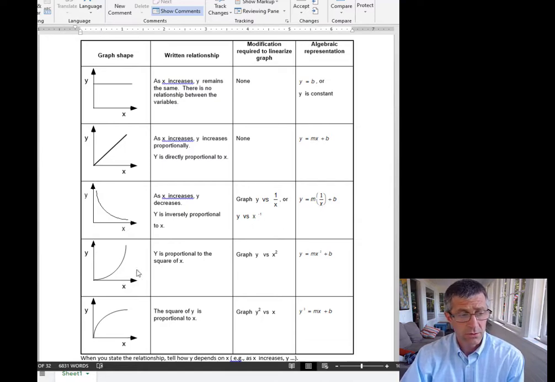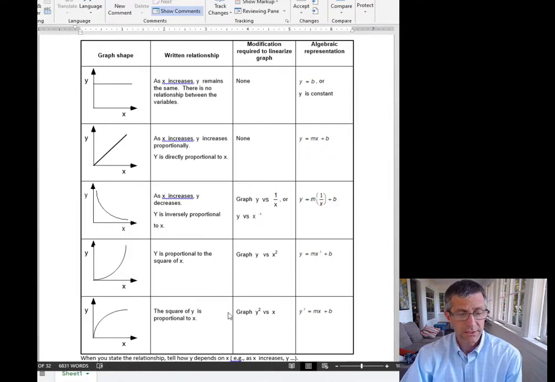Same idea if a graph looks like this one: I'm going to say, let me recalculate. Instead of x, I'm going to plot x squared. So I'm going to take all my x values, square them, and make a graph of my original y against my new value of x squared, and when I do that, I should get a straight line. And when I get a straight line, then I can use y equals mx plus b, but be careful, it's no longer x that we plotted, it's now x squared.